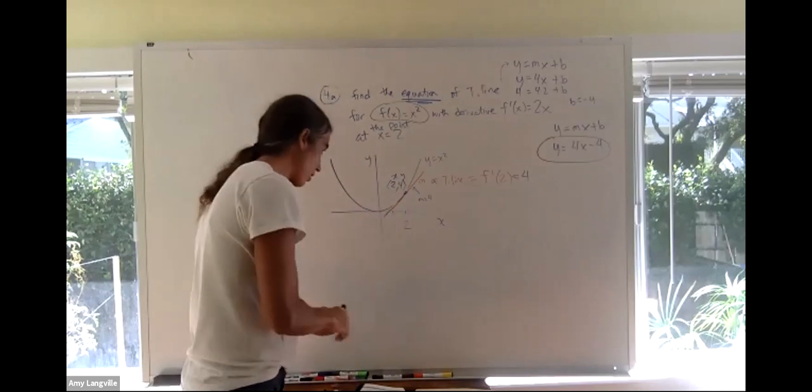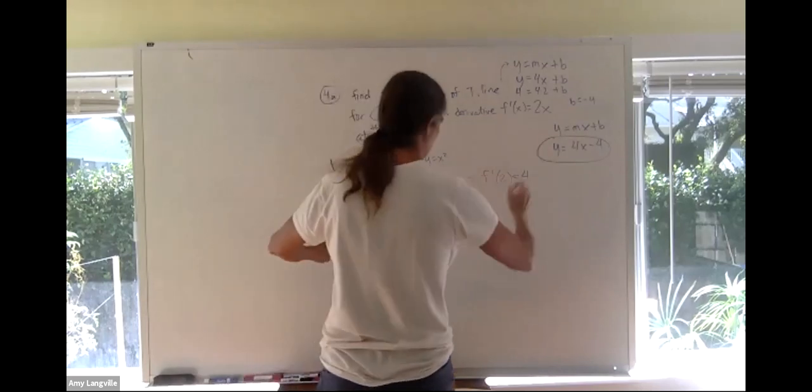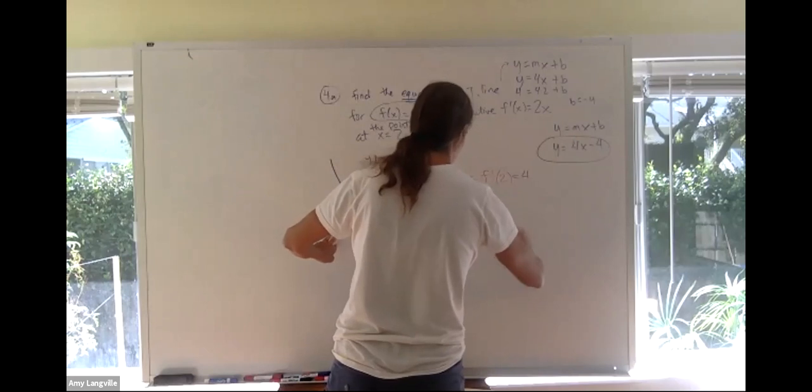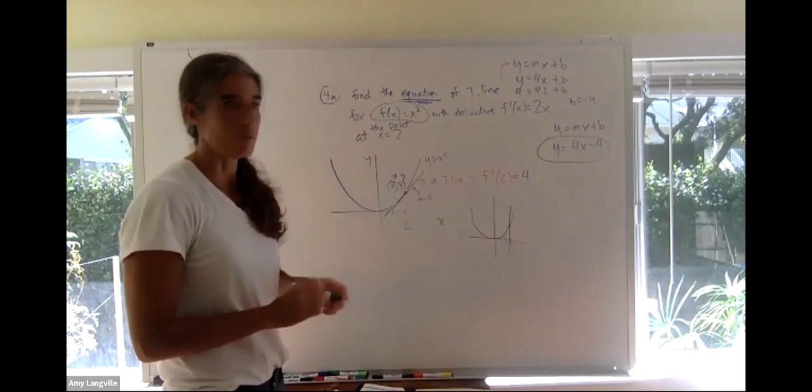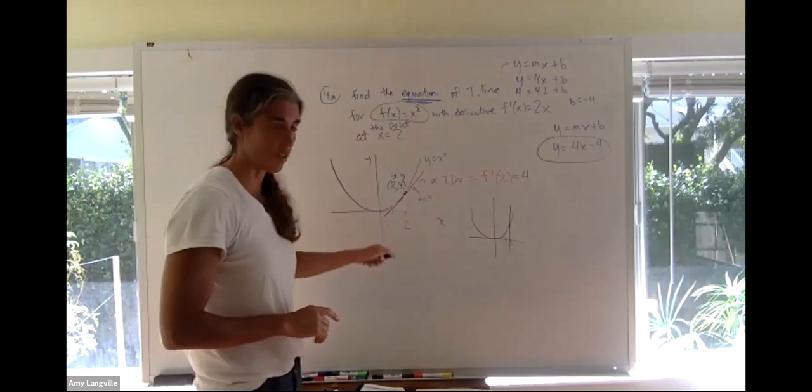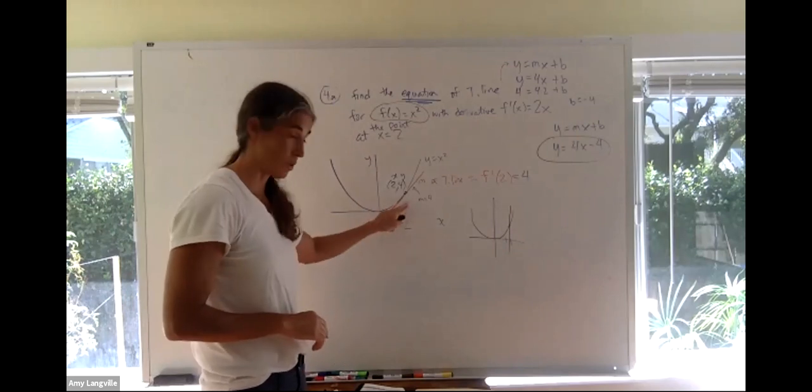If it does anything else, like if you graphed the original function, you went to x equals 2, and it did something like that, you know you probably did something wrong when you did your work here to get the tangent line, right? The picture has to look like that.